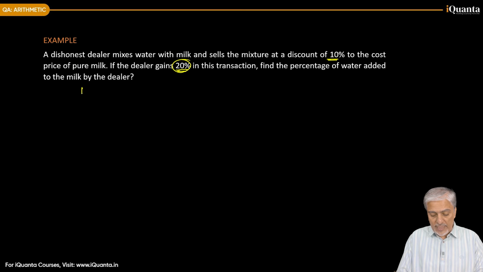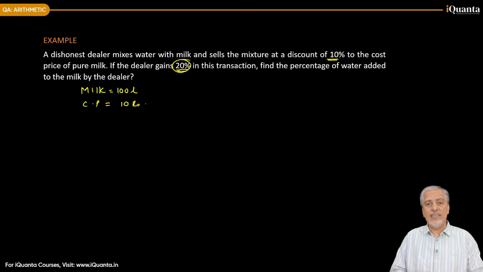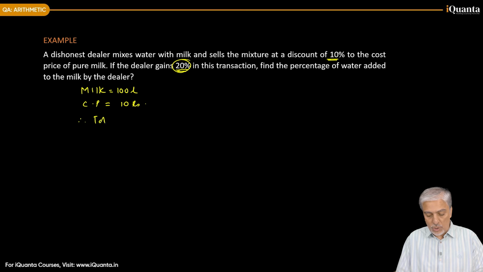So what I would do is, I would say let the quantity of milk be 100 liters and let the cost price of 1 liter of milk be 10 rupees. Let's assume he bought 100 liters of milk from the market at 10 rupees per liter. Therefore, his total cost price became 1000 rupees.